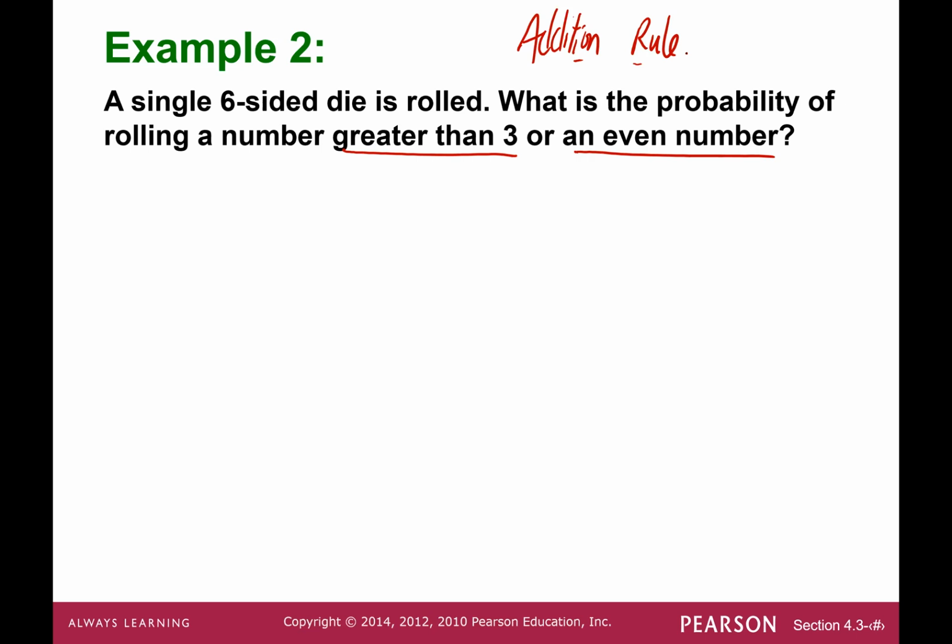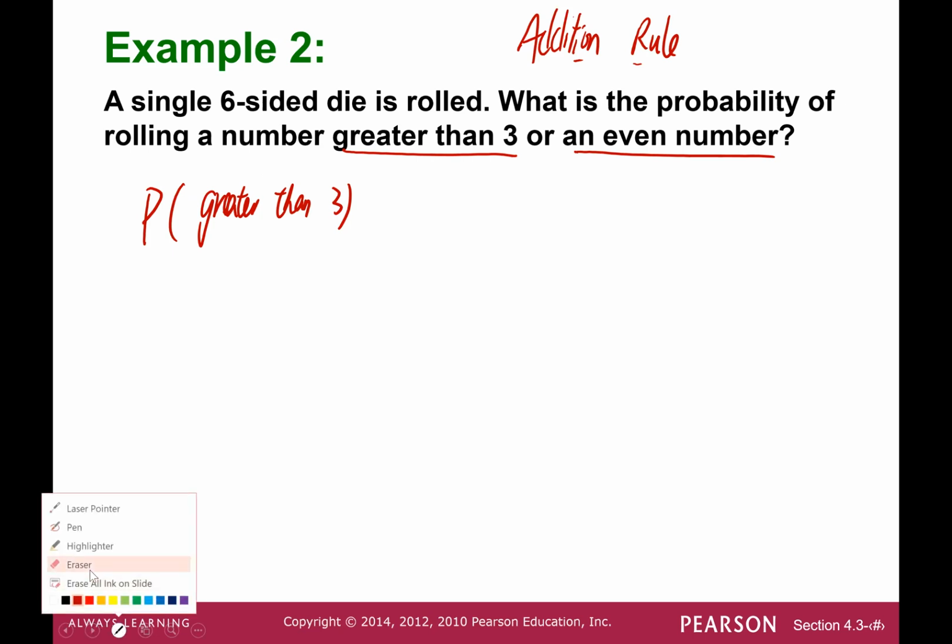All right, so let's quickly look at the result. Here, probability, we look at two events. First event is greater than 3. And second event is an even number. So either one of that. So all even numbers.